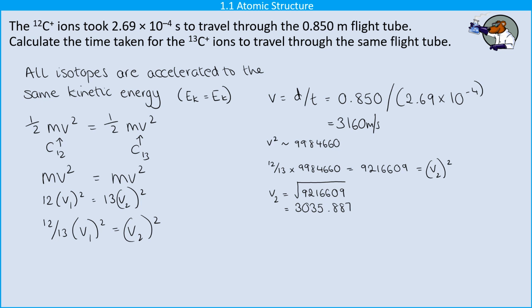So we now need another rearranged version of our velocity is distance over time equation. So time is distance divided by velocity. So we go back to that distance of the flight tube, the 0.850, and we divide it by our new velocity. And we're going to get a time of 0.000279981 seconds. Now, before I finish off, I need to think about significant figures.